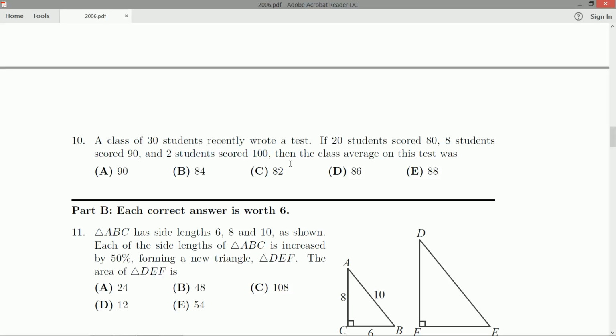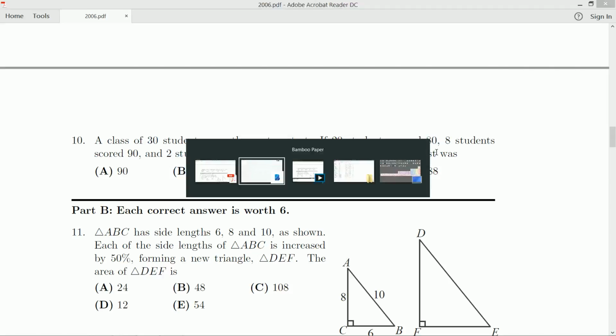Well, how do we compute averages? We add up all the quantities that we want to average and divide by how many there are. Well, there's going to be 30 numbers, and fortunately we don't have a massive range of values. We got 20 students who scored 80. How do you add up 20 80s? Well, you just do 20 times 80.